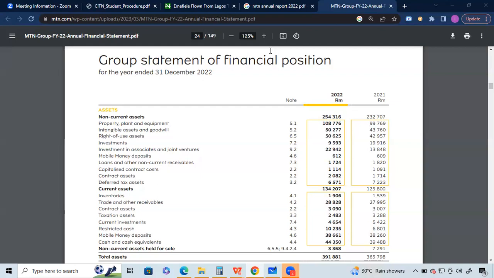It's not your office laptop. It's not your office telephone. It belongs to you. That is what we call assets.